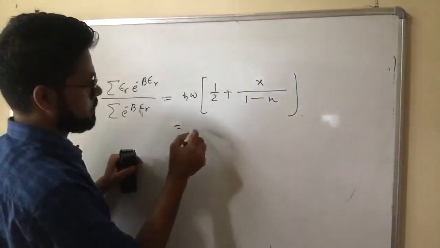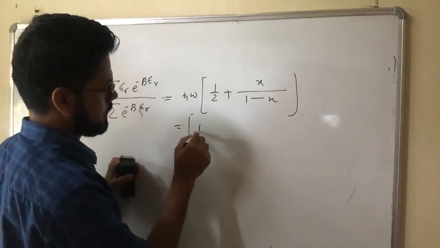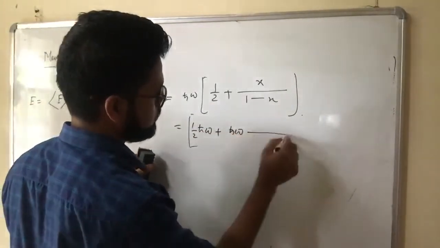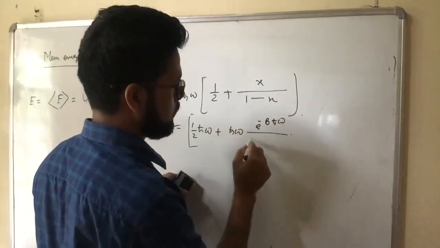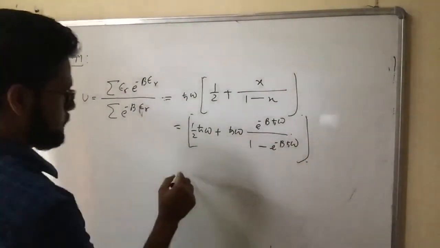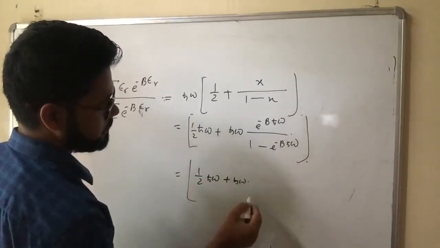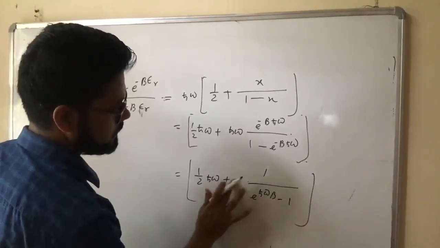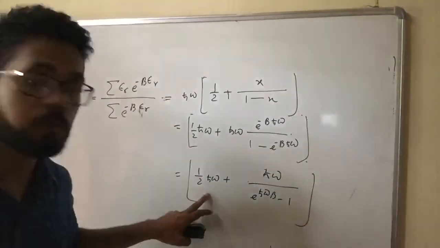This is equal to half ħω plus ħω into, what is this? x equal to, I consider e to the power minus βħω, over 1 minus e to the power minus βħω. Clear? So I can transform it into half ħω plus ħω over e to the power βħω minus 1. This is the blackbody radiation calculation. This is the zero point energy.